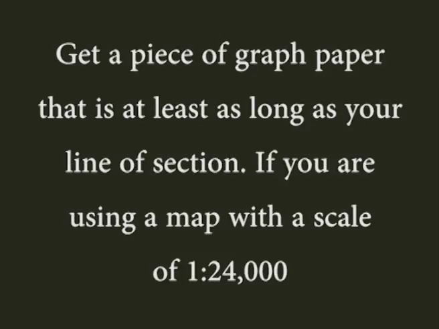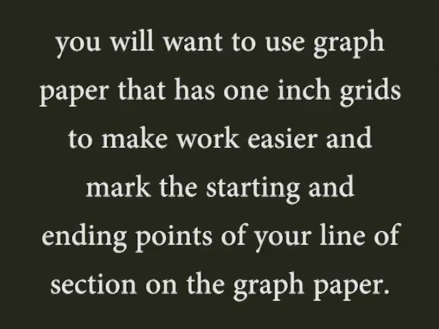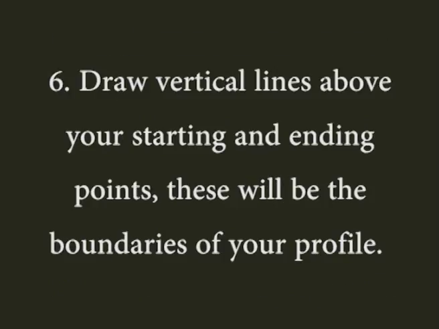Get a piece of graph paper that is at least as long as your line of section. If you are using a map with a scale of 1:24,000, you will want to use graph paper that has 1-inch grids to make work easier and mark the starting and ending points of your line of section on the graph paper. Draw vertical lines above your starting and ending points. These will be the boundaries of your profile.